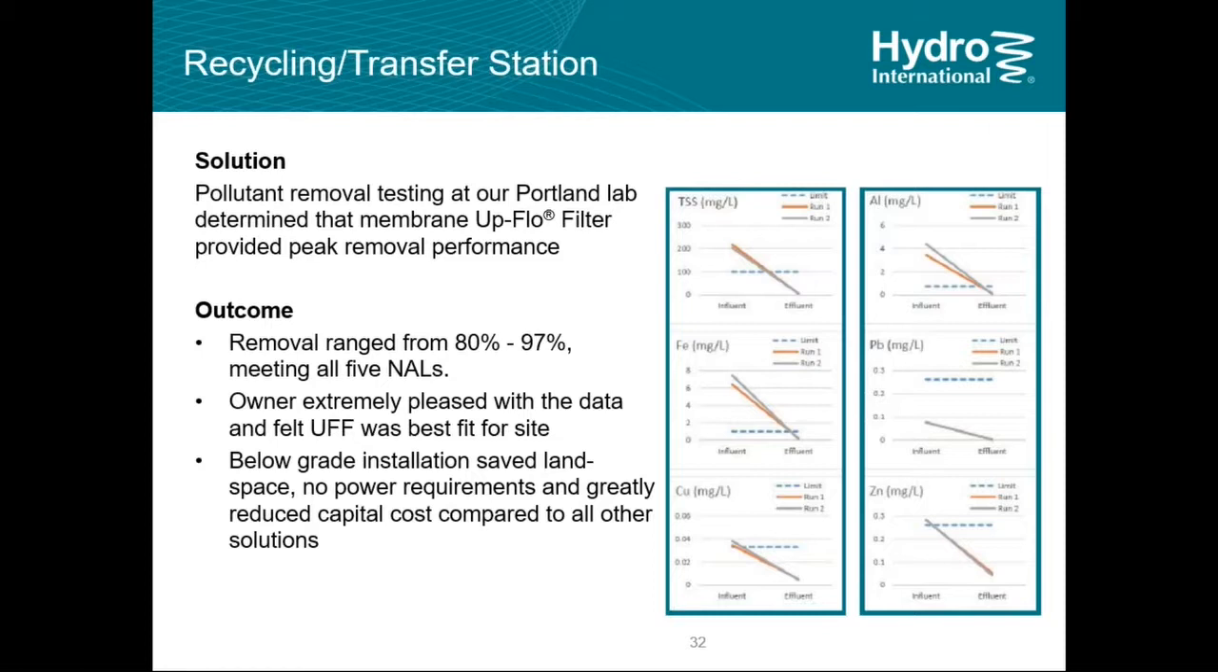So below grade, saved land space, required absolutely no power, no operating guidance other than some maintenance, reduced the capital cost compared to all of the other solutions that were presented. So this was a win-win solution for the owner, that he saved ground space, he saved money, and it's a great application.